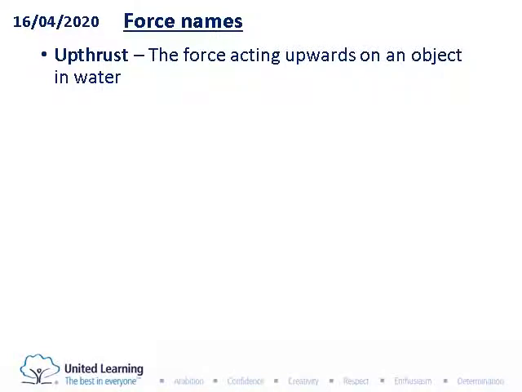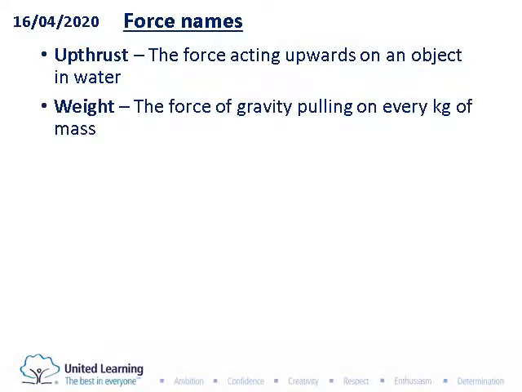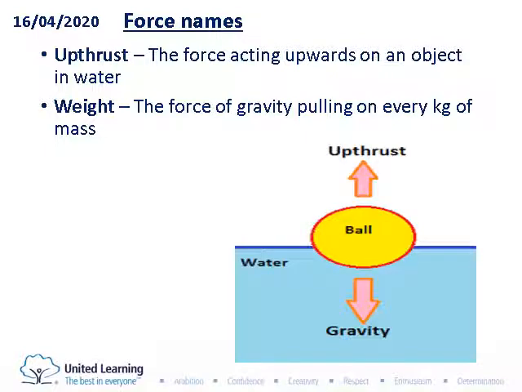First, we have upthrust, and two things to know about this. It always acts up, that's why it's called upthrust, and it always acts on an object in water. It doesn't have to be floating, it can be submerged in water, but any object that's in water will have upthrust. And obviously any object on Earth, if it has a mass, it will have weight. So we see an example here, a ball on water has upthrust pointing upwards and weight pointing downwards. It's called gravity here, and you can use those interchangeably, but I think it's better to use weight, and that's what we'll be using in this lesson.